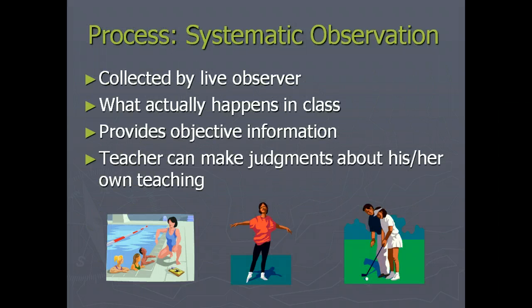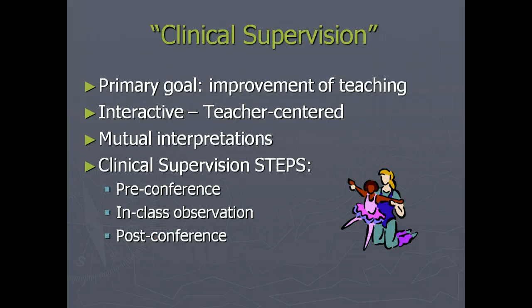The process of systematic observation is that data is collected by a live observer, usually using a systematic observation tool. It looks at what actually happens in the class. It provides objective information for the teacher to look at, and then the teacher can make the judgments about his or her own teaching. Using systematic observation to evaluate teachers is also known as clinical supervision.